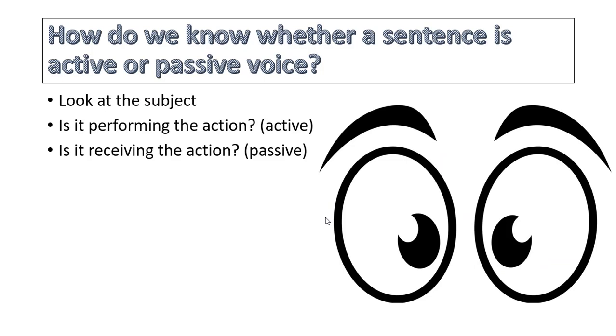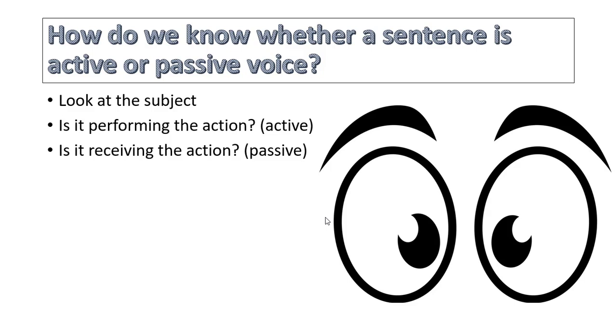How do we know whether a sentence is active or passive voice? First of all, we look at the subject. Second, is it performing action? هي بيكون active. Is it receiving action? بيكون passive. هاتيكم example. The boy is jumping on the rope.